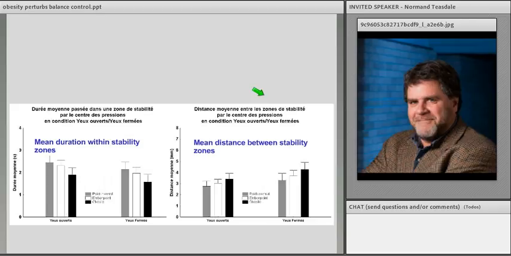The next slide is actually in French, but it's basically the data from the measurement technique that Piero Morasso adopted, where we look at the mean duration within the stability zone and the mean distance between these stability zones. And basically you see the same pattern, whether it's with eyes open or eyes closed. I'll explain it with eyes closed. Normal weight older women spend more time in the stability zone than obese women, and the distance between these stability zones is shorter, indicating more stable postural behavior than obese older women.